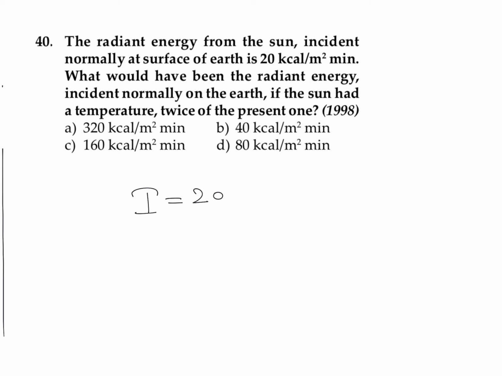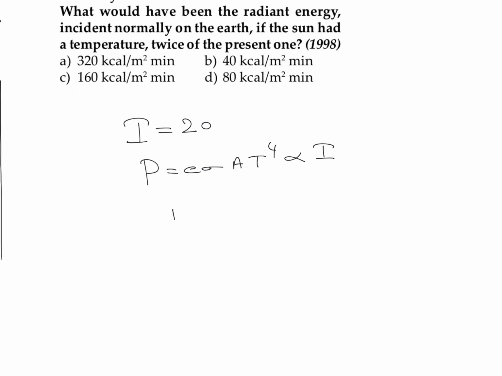So we know that the power which is emitted by the sun will be equal to E sigma A T of sun raised to 4. So part of this energy is going to reach earth's surface. So we can say that this intensity of radiation reaching earth's surface is directly proportional to the amount of energy radiated by the sun, and the amount of energy radiated by the sun is directly proportional to temperature raised to 4. So you can write I is directly proportional to T raised to 4.